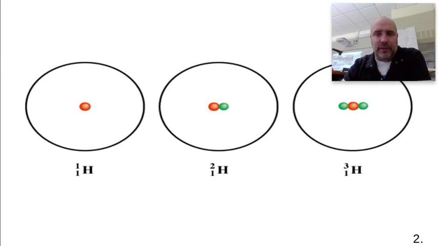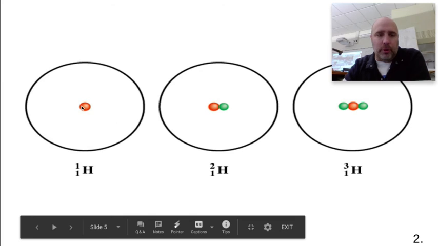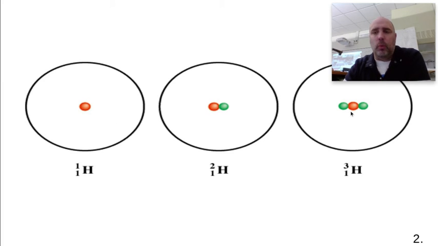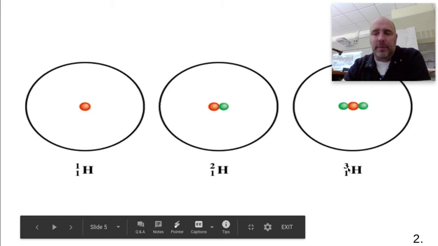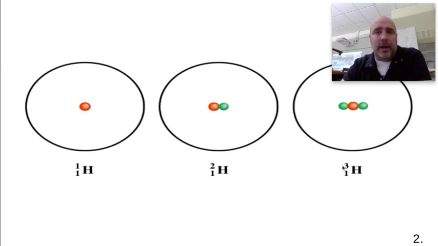Here are 3 pictures of isotopes. They're all hydrogen. They all have 1 proton. The orange dot represents 1 proton. So they're all the same element. But the green dots represent neutrons. Some hydrogens have 0 neutrons, some have 1 neutron, some have 2 neutrons. And you can see this number up in the upper left corner of the hydrogen is the mass. But they're all hydrogen. So they all are the same element, hydrogen, but they have different masses. And that is the definition of an isotope.